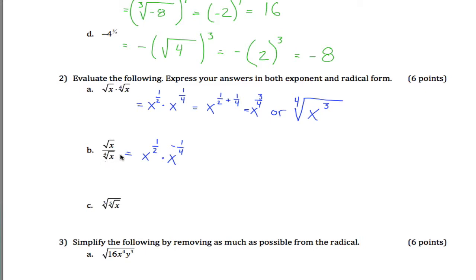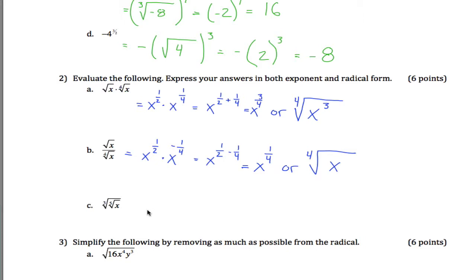Negative because it's down in the exponent, or in the denominator. So x to the 1/2 minus 1/4. This is 2/4 minus 1/4. 2/4 minus 1/4 is just 1/4. So it's x to the 1/4 power, or the 4th root of x.